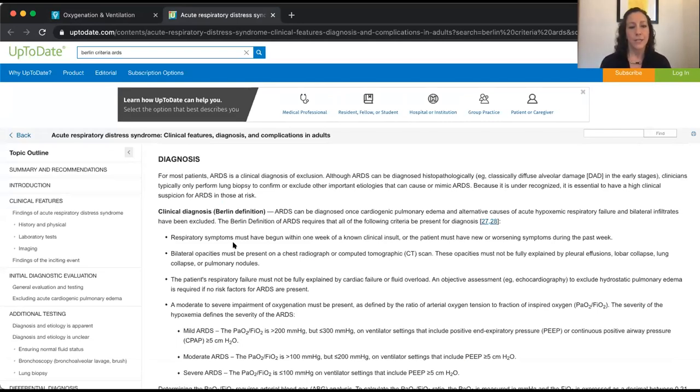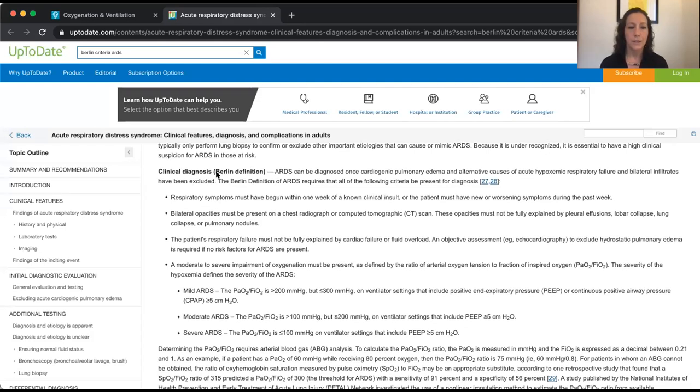For the diagnosis of ARDS, there's a classic clinical diagnosis called the Berlin definition, and it must include acute onset. It makes sense that the definition says acute. It begins within 1 week of a known clinical insult. It has to be bilateral: on both lungs, you see abnormalities, infiltrates. You can see those abnormalities on CAT scan, and sometimes you can use chest x-ray and ultrasound, which we'll talk about too. So bilateral opacities are present on chest radiograph or CT. They must not be explained by pleural effusions, lobar collapse, lung collapse, or pulmonary nodules.